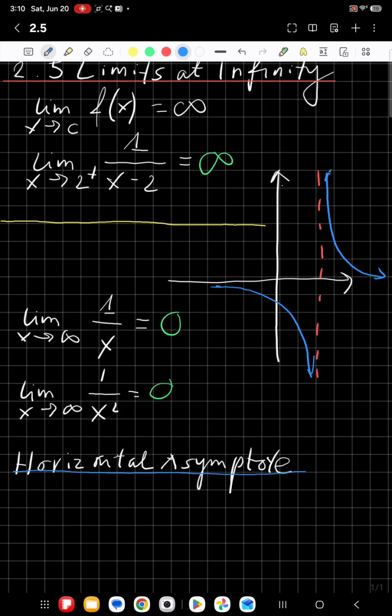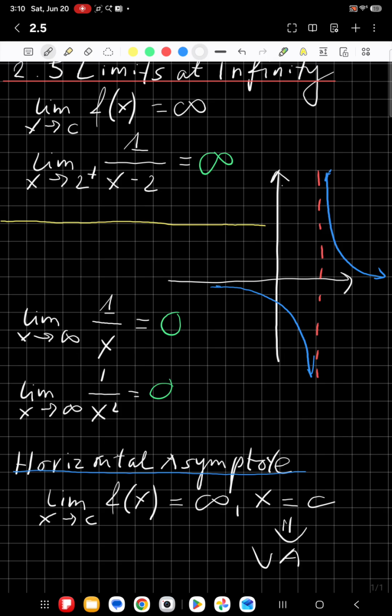Before I give you the definition, let me remind you of the definition of the vertical asymptote. It went something like this: if there was a limit with x approaching a number of some function, and if that limit is infinity, then the equation x equals c is a vertical asymptote. Let me show it to you here.